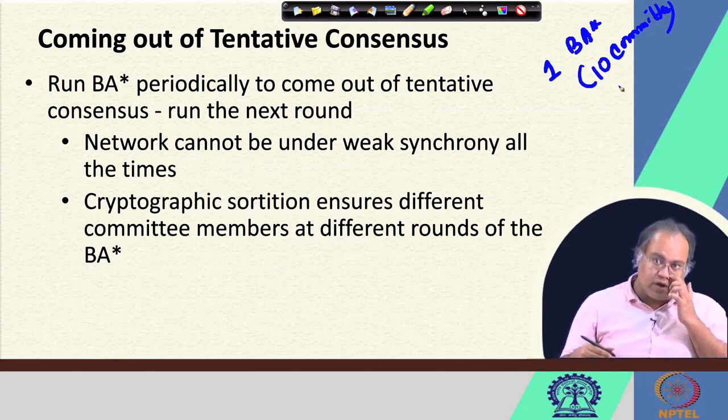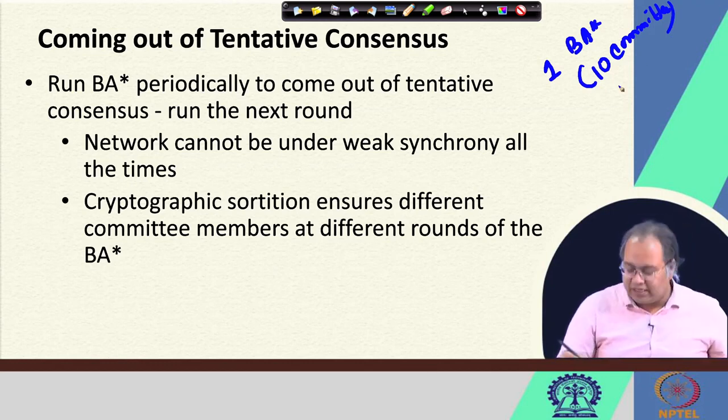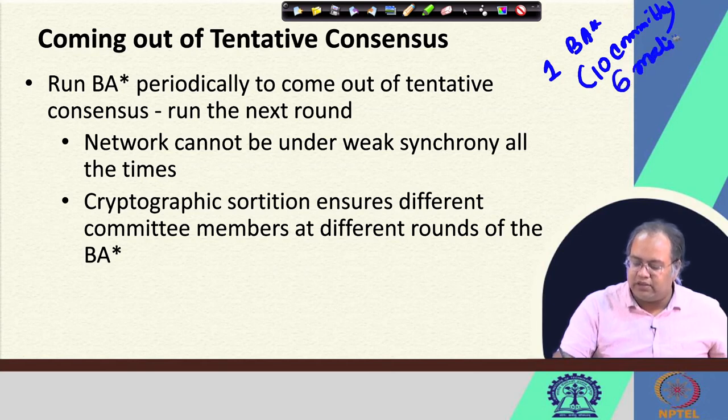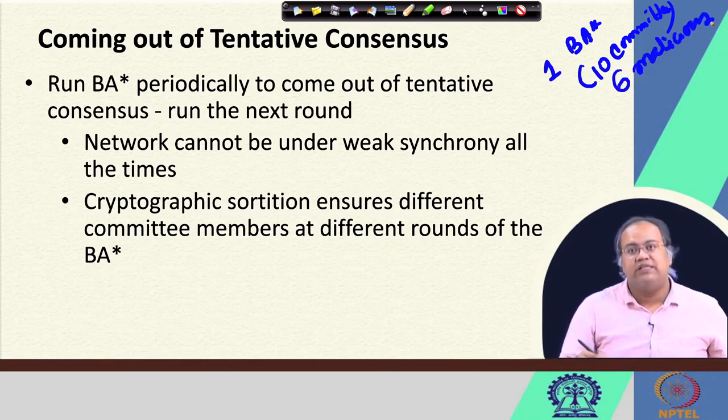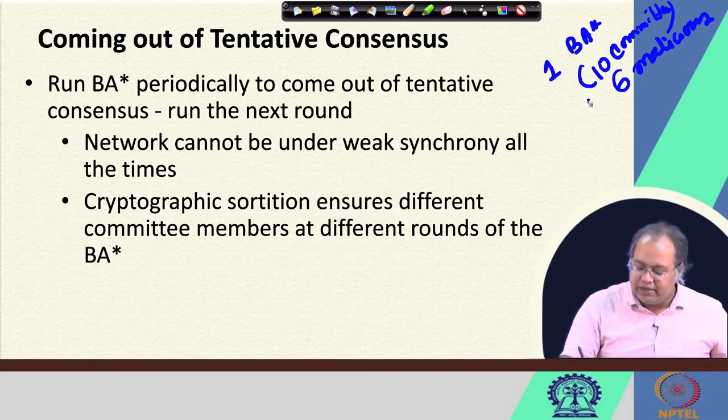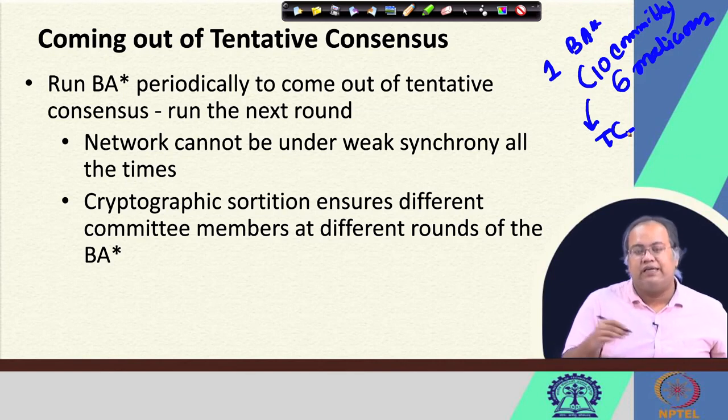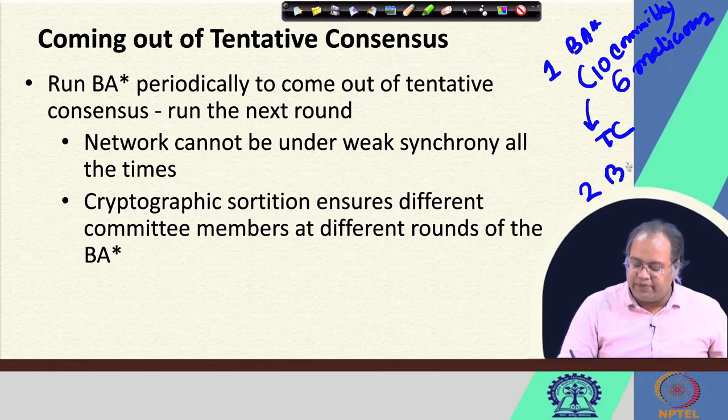So, whenever you have 10 committee members and you are running BA star, assuming that 6 of them are malicious. Now, when 6 of them are malicious, then you will reach a tentative consensus. I am running it at TC. So, when it is in the tentative consensus and part of the committee members agree on one block, part of them are agreeing on a different block, that kind of scenario, then this timeout occurs and you move to the next round of BA star. So, round 2 of BA star.